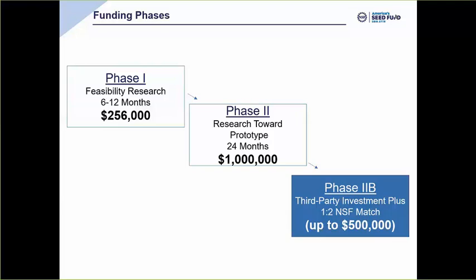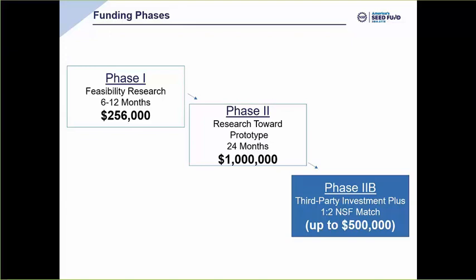You do need to win a Phase 1 in order to apply to Phase 2. There's no direct to Phase 2 process at the National Science Foundation. Some of the other agencies in the federal government, their SBIR programs do accommodate a direct to Phase 2. Right now, the National Science Foundation does not have any plans to do so.